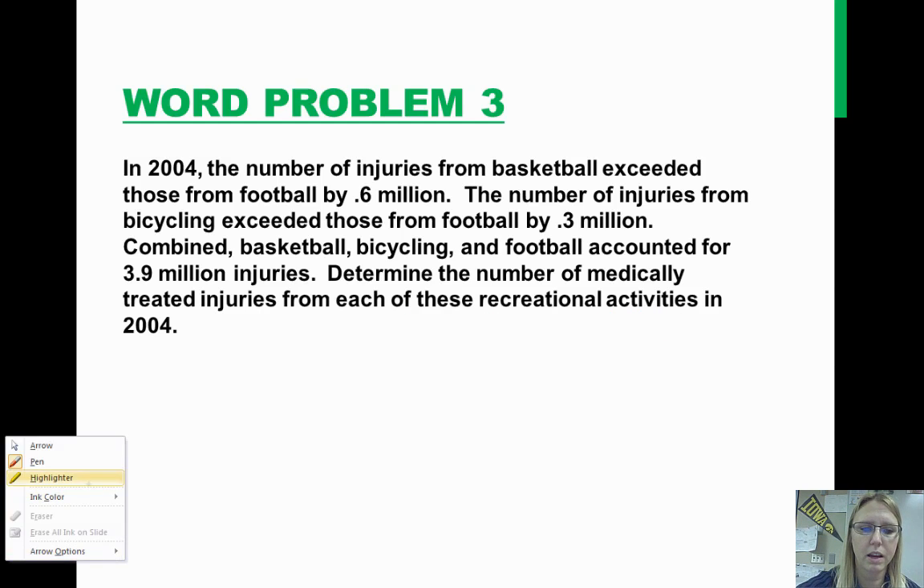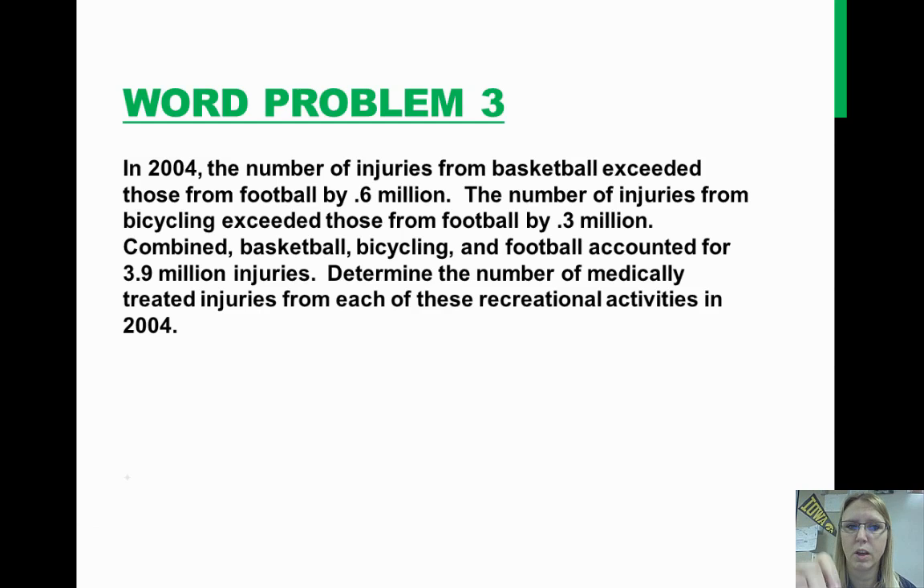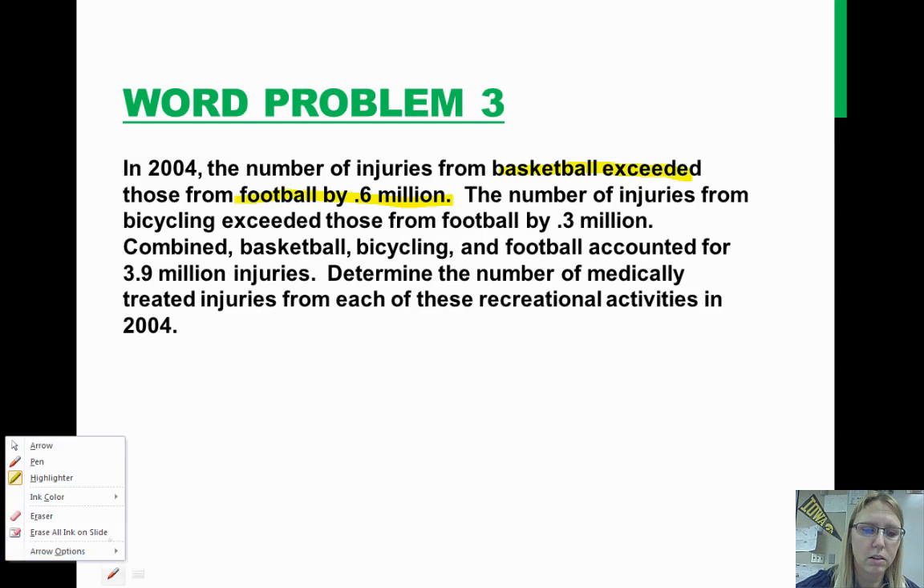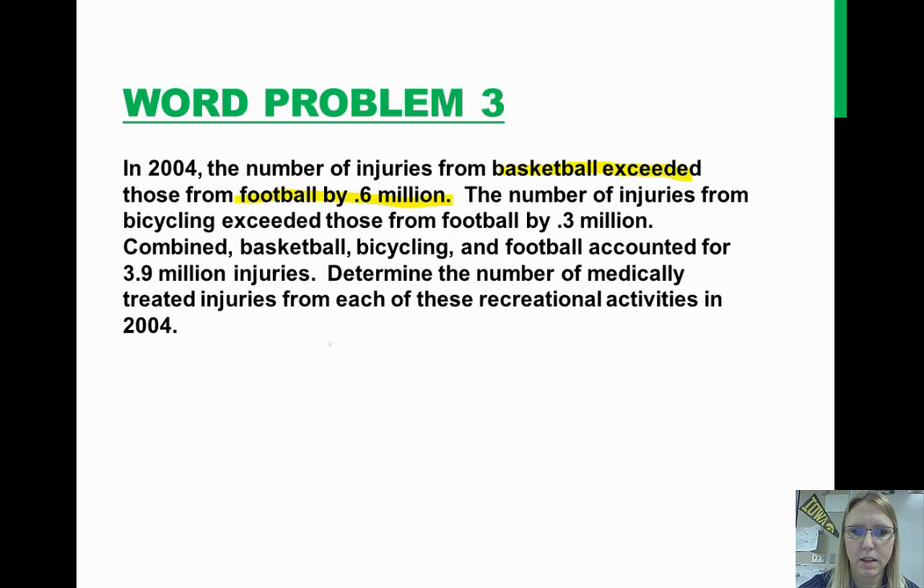So, let's go back and highlight the things that are important to us right now. We know that basketball exceeded football by 0.6 million. I can write that out in numbers by saying basketball equals football plus 0.6. Let's do the next sentence. The number of injuries from bicycling exceeded those from football by 0.3 million.